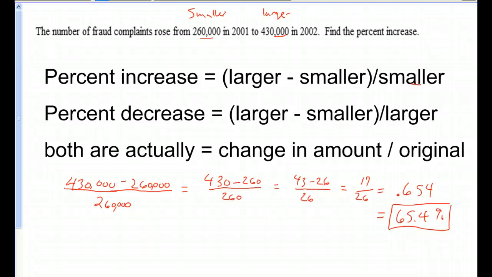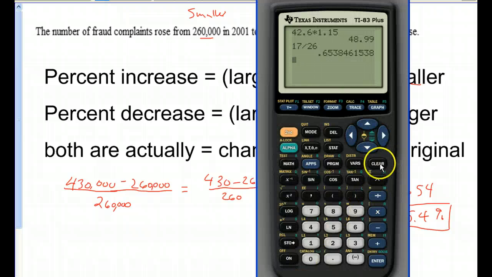Alright, now I do want to show you, so you'll see I just got rid of, there's 3 zeros, 3 zeros, 3 zeros, so I just got rid of them. But I want you to see that even if we didn't get rid of them, I still would have got the same thing here. So 430,000 minus 260,000 divided by 260,000, it still gives me that same decimal.